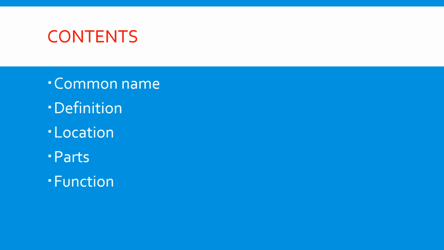Next, the last portion of the axial skeleton is the sternum. In this portion, you will study the common name of the sternum, the definition of the sternum, the location of the sternum, the parts of the sternum, and the function of the sternum. As you know, God has created everything for a purpose, so we will continue to study the function of everything.